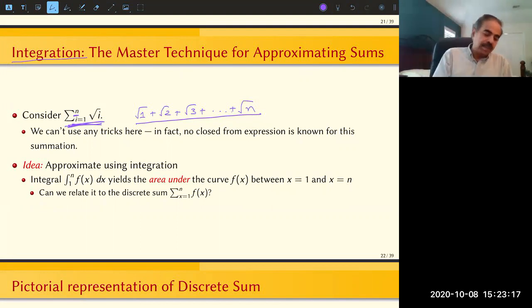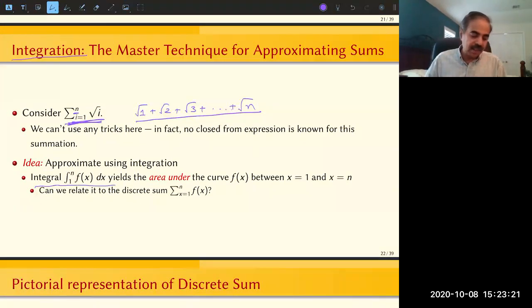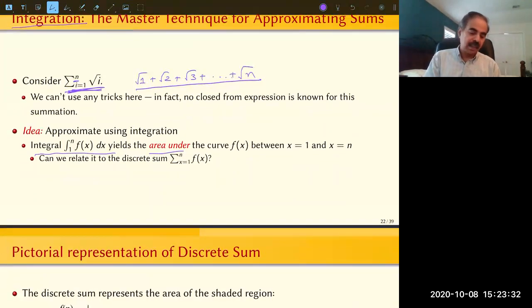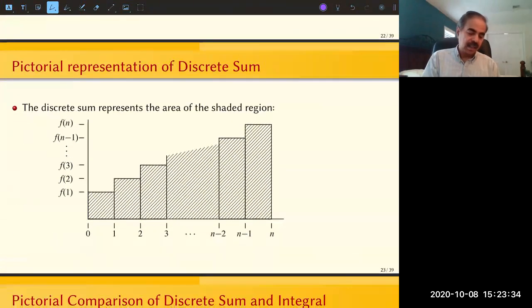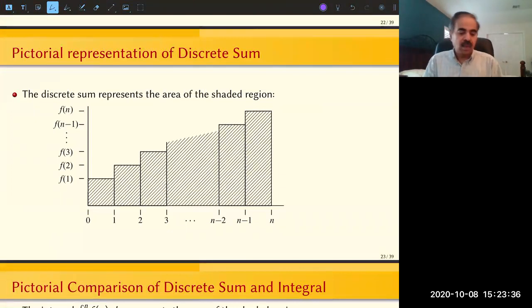The reason why it works is because the integral itself is something like a summation. Sometimes it's explained as a summation. Sometimes it's explained as an area under the curve, right? So let's try to understand what is going on here.